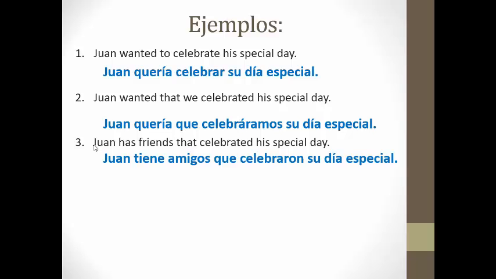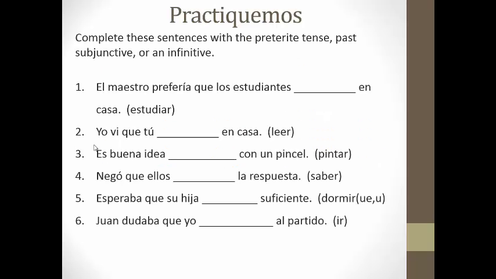Let's see if this little lesson made sense to you. I've got some practice problems for you. Our directions say, please complete these sentences with the preterite tense, the past subjunctive or an infinitive. We will do number 1 together, and then I'd like you to pause and complete 2 to 6.